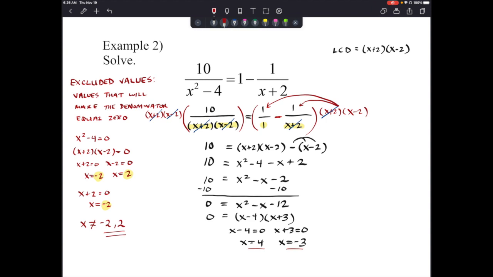Sometimes it's pretty easy to do. Like if I wanted to check one of these, let's do, how about our 4? You could do this real quick on the side. Let's say we're going to check our 4. We're doing 10 over 4 squared minus 4. Well, 4 squared is 16. 16 minus 4 is 12.